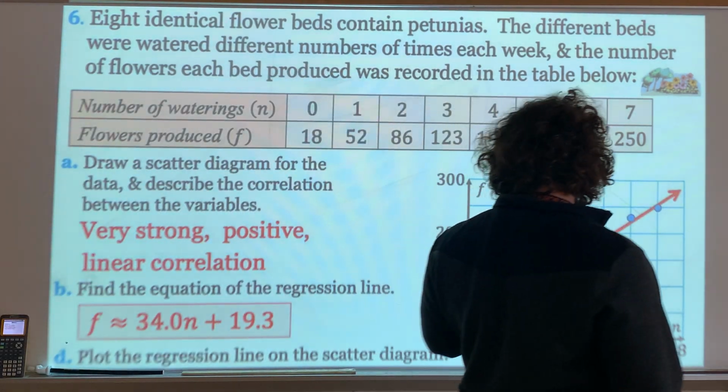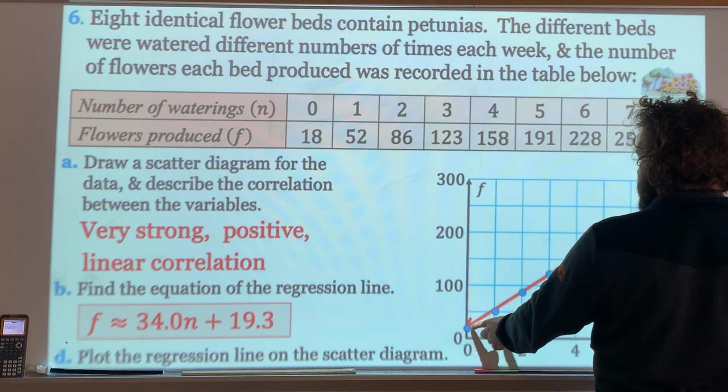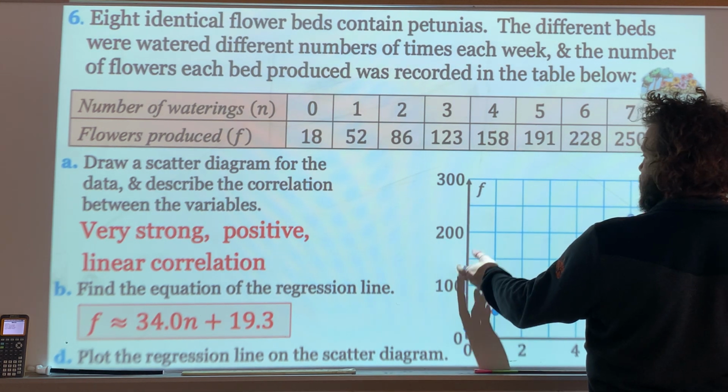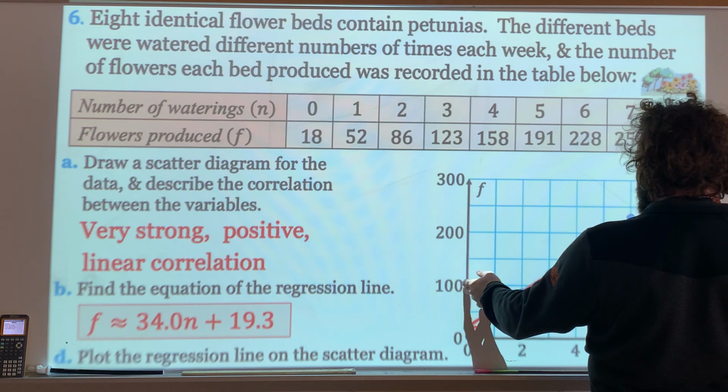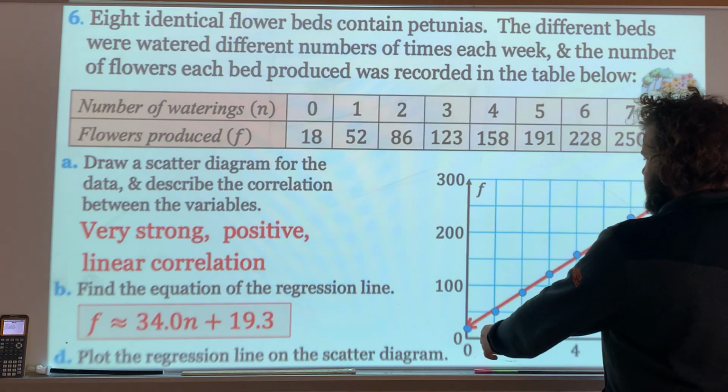So the way you can plot it is, point about 20. You're going up 34 over 1, or up like 3, 4. I'd go up 70 over another 34. So up 34 over 1, up about 70 over 2.